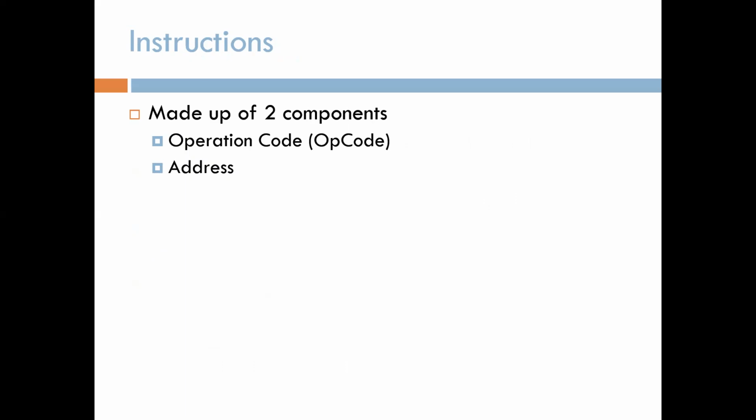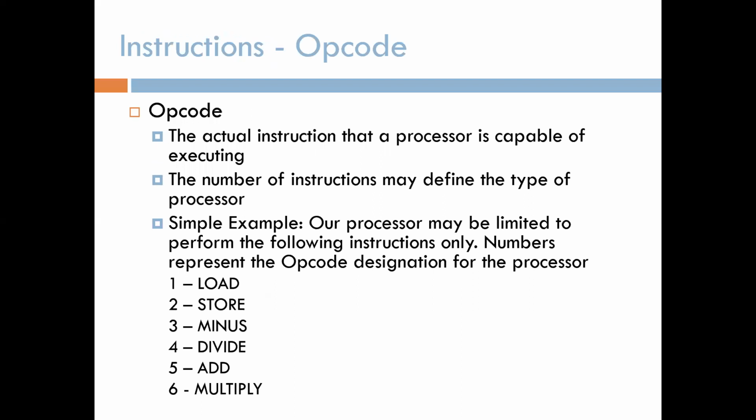And we'll see an example just now. It's made up of two parts. The first part is the operation code. What is that? And the second part is the address. What is that? So the operation code is the actual instruction that a processor is capable of executing. Now, as I said before, your processor is limited by the different types of instructions that it can execute, and the number of instructions may define the type of processor.